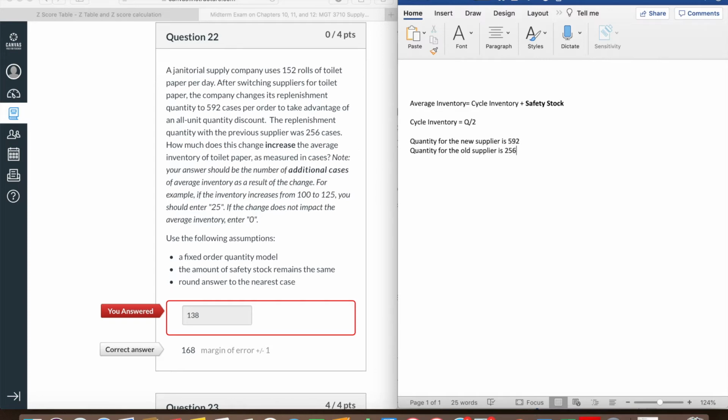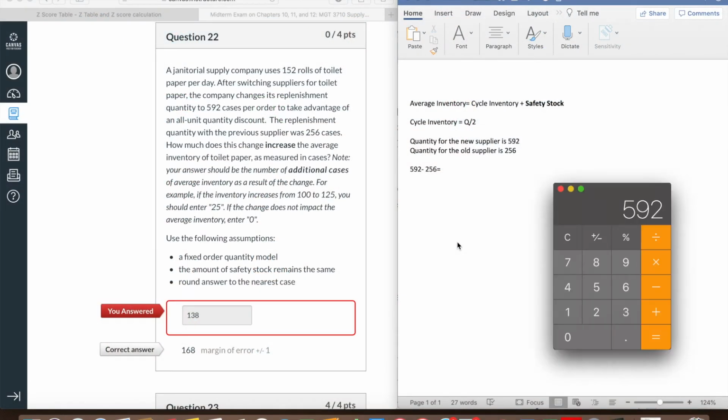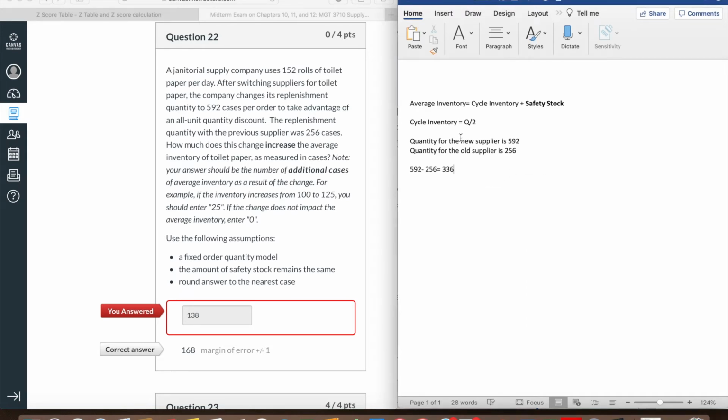Now, if we do the math on that, 592 minus 256, this is the difference in quantity from the new supplier to the old supplier. The answer would come out to be 336. Now, remember, we're not done yet. This is the quantity. We're trying to find the cycle inventory. So we need to plug that back in, 336 divided by 2, following the cycle inventory formula. And that comes out to a result of 168, which is right here. So don't make the errors that I made.